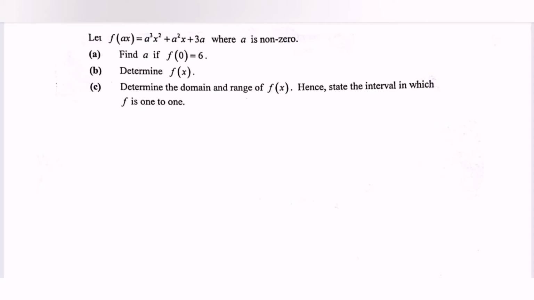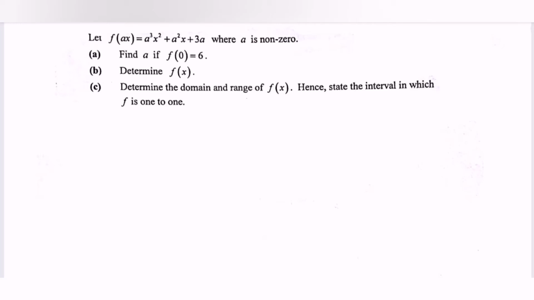In this video, we are going to discuss an example for function and graph. Kindly refer to the question: let the function f(x) equals a^3 x squared plus a^2 x plus 3a, where a is non-zero. A. Find the value of a if f(0) is equal to 6. B. Next, determine f(x). C. Determine the domain and range for f(x). Hence, state the interval in which f is a one-to-one function.